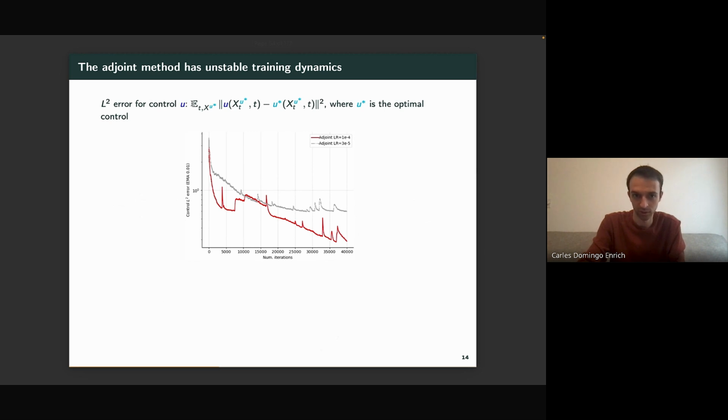So what we're looking at is the expectation of the norm squared of the difference between the learned control and the optimal control. Of course, this is a quantity that we usually don't have access to because we usually don't know the optimal control. That's why we're solving the problem. But for certain settings, we do know what U star is. And these are, for example, control L2 error plots along training for the adjoint method. One thing you can see is that it's not very stable, right? It goes down and then it goes up suddenly and then down again and then up and down.